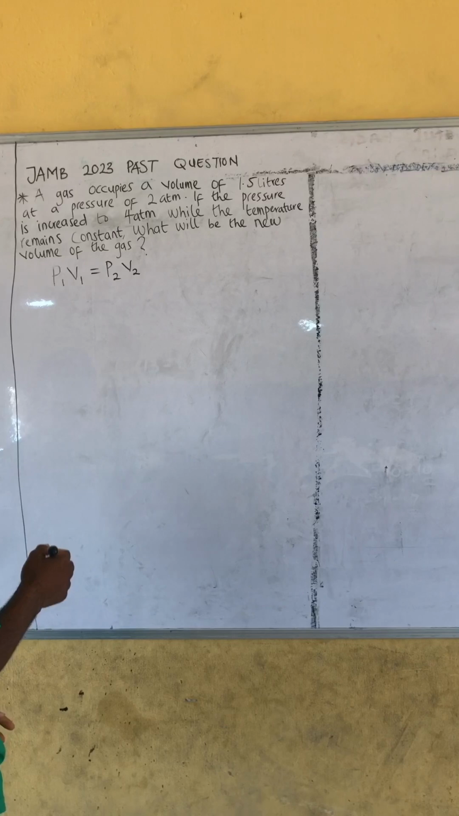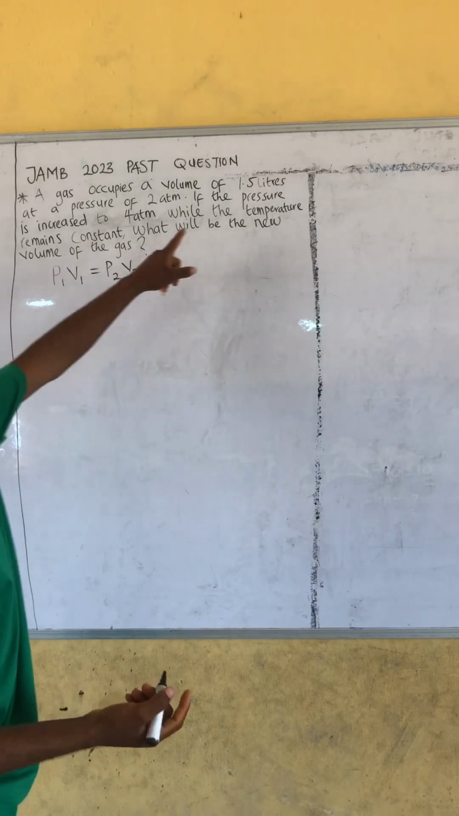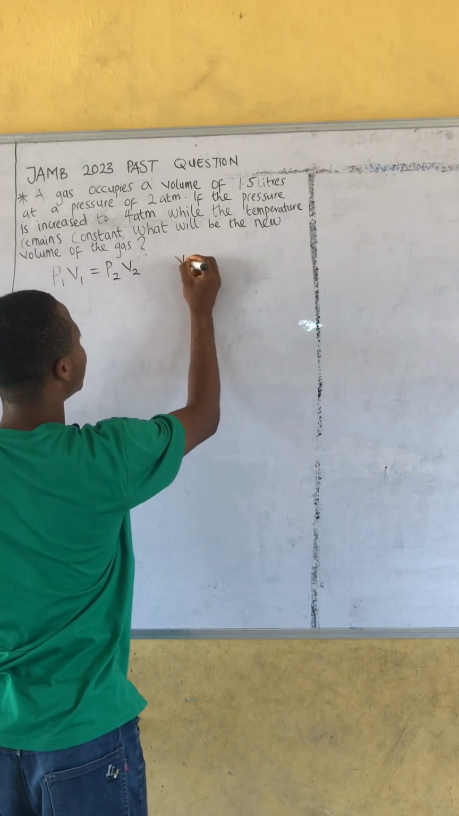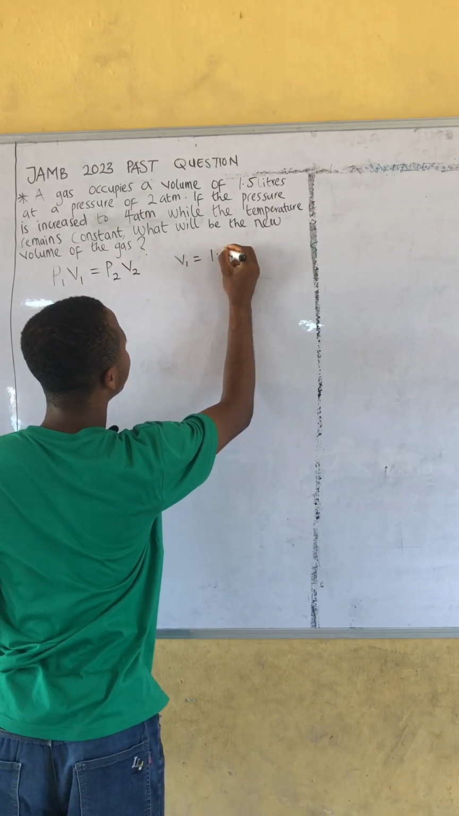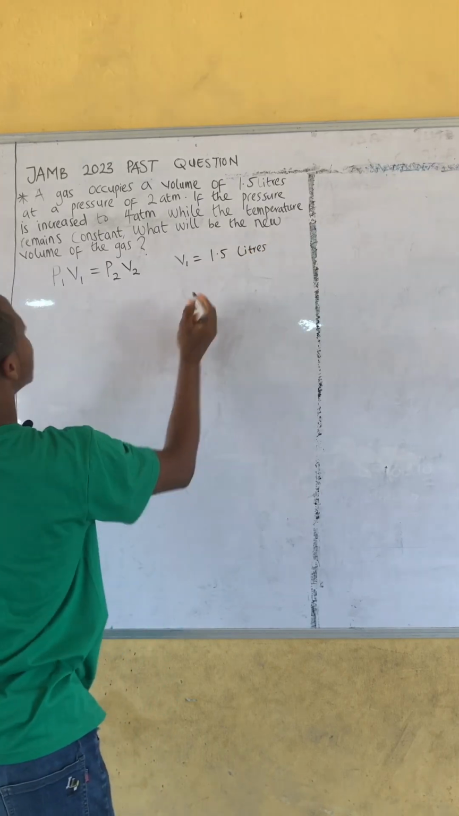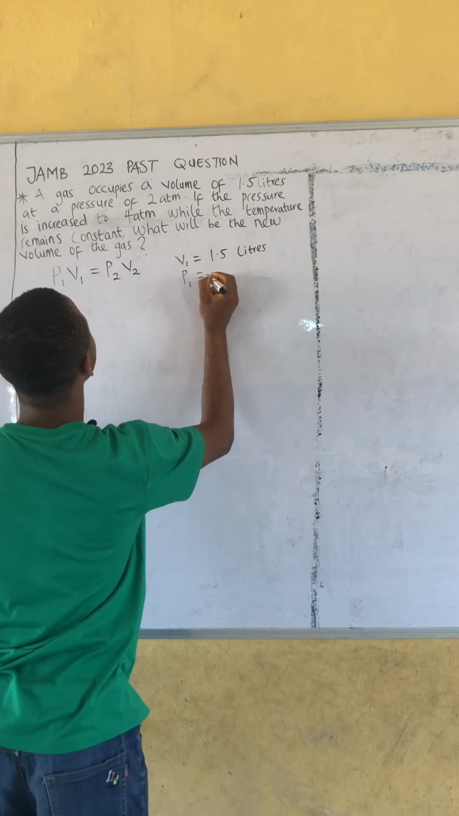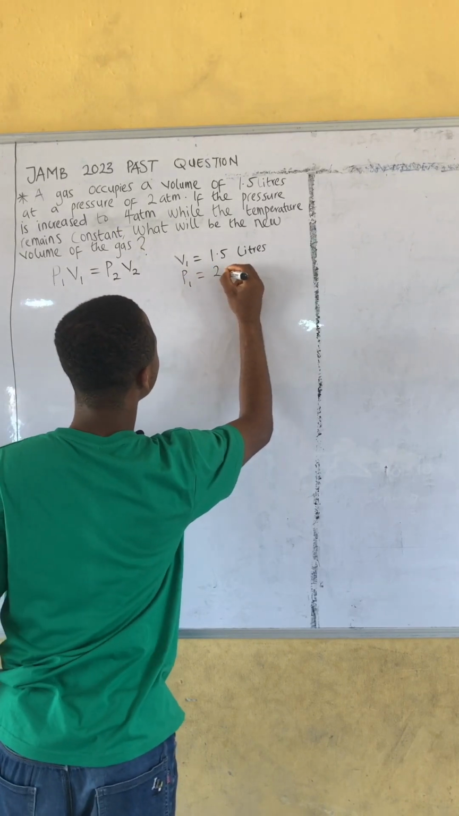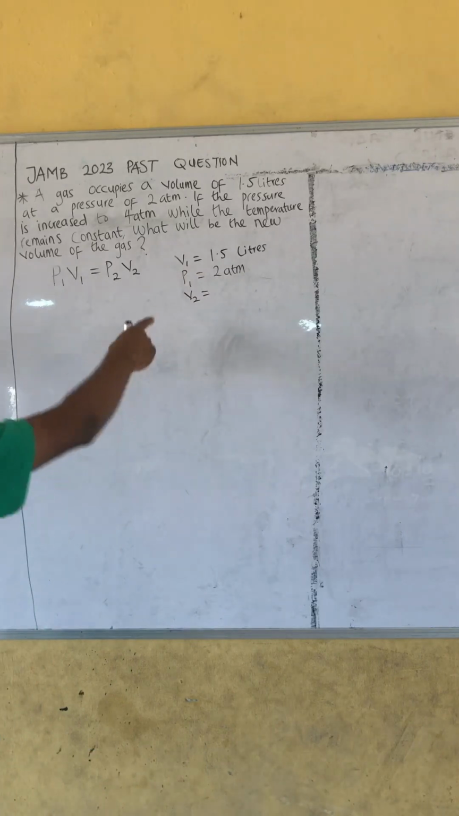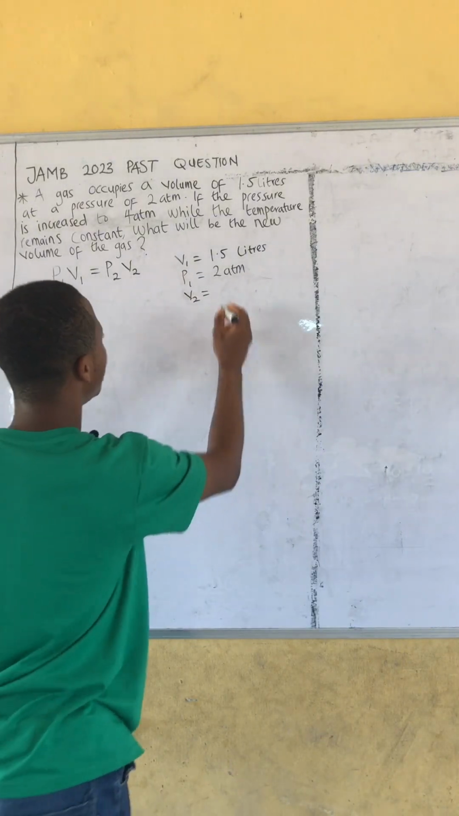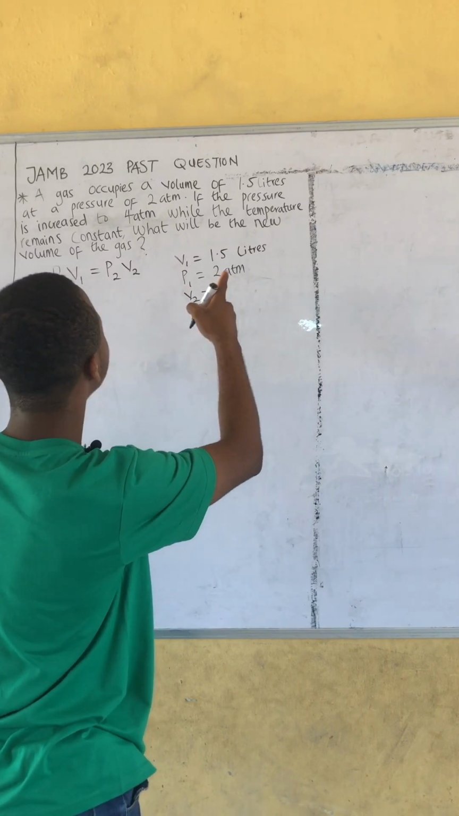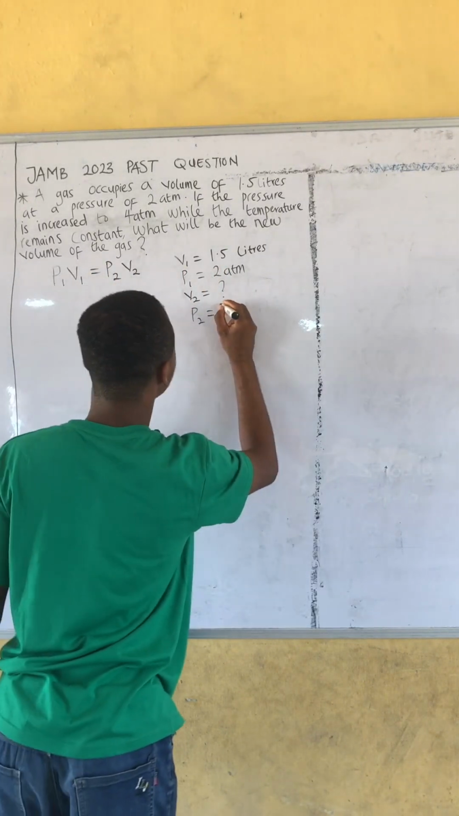So now let us talk about the parameters. In the question, we were given the volume, which is the initial volume. We call that V1. We are given 1.5 liters, or you can call it 1.5 dm³. The P1, what is the initial pressure? The initial pressure is 2 atmospheres. What is the final volume? That is what we are looking for. We don't know it. And the final pressure is what? The final pressure is 4 atmospheres according to the question.